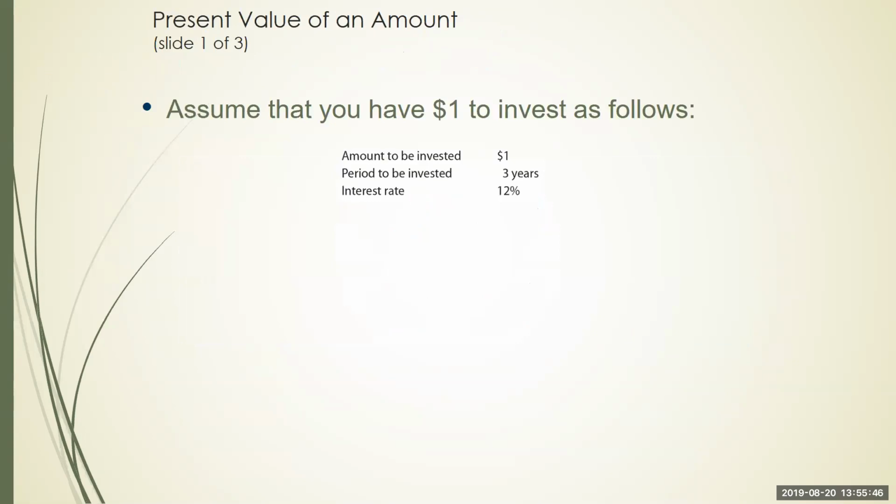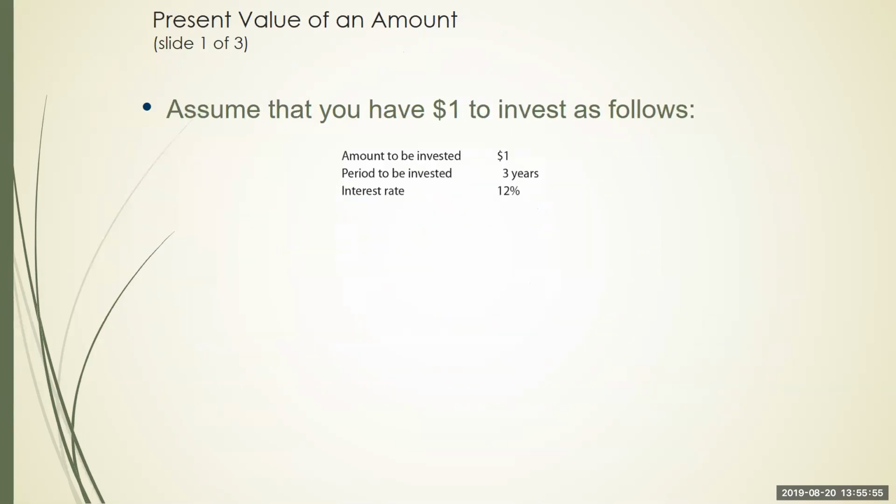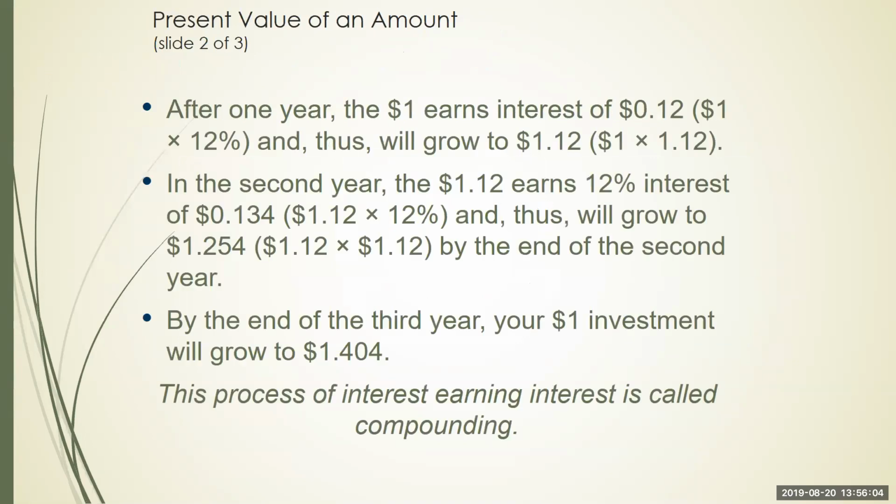So now we're looking at present value. So let's say that I have $1 to invest as follows. I've got $1, it's going to be invested for 3 years at 12%. So we just looked at this slide. We know that by the end of the third year, your $1 has grown to $1.40, right? That's called compounding. I'm going out into the future with that.